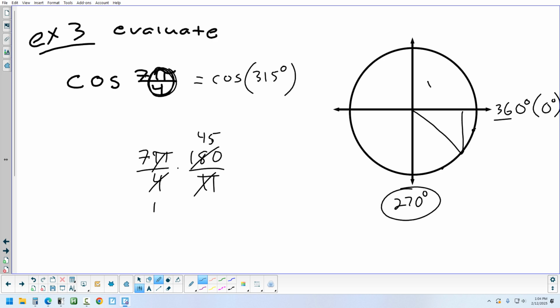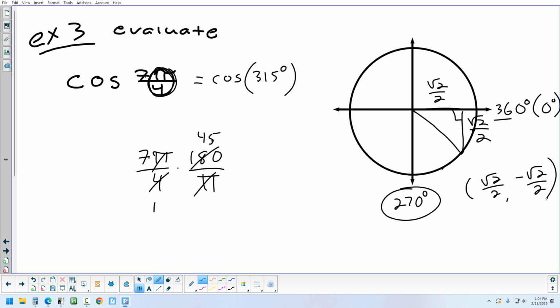So it'd be 45, 45, so the square root of 2 over 2 and square root of 2 over 2, but there's a negative in front of one of them. We have to make sure we put the negative in the right spot. This one's positive, negative, or? Positive because we went right. And then negative because we went down. So that is the coordinate for 315.